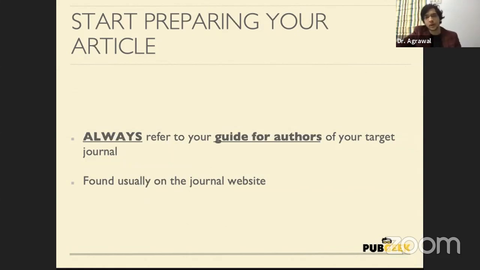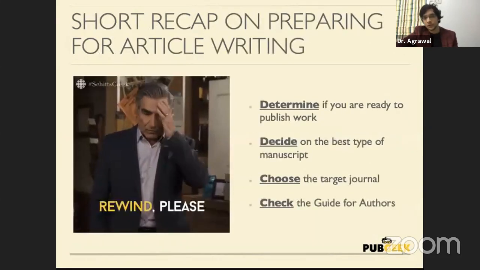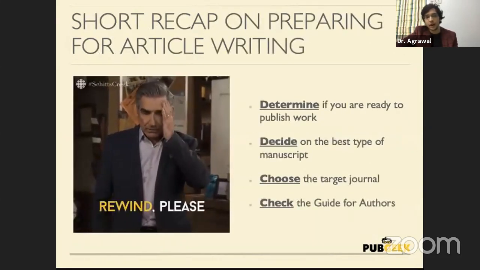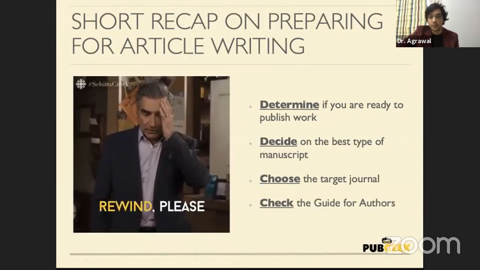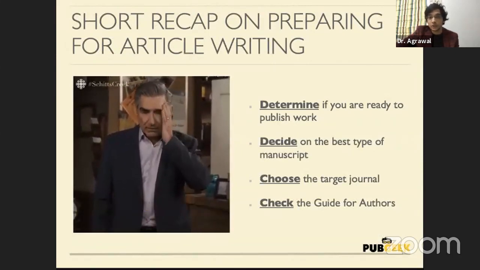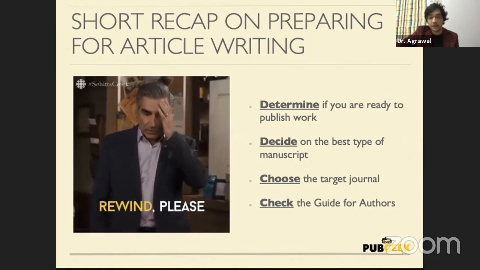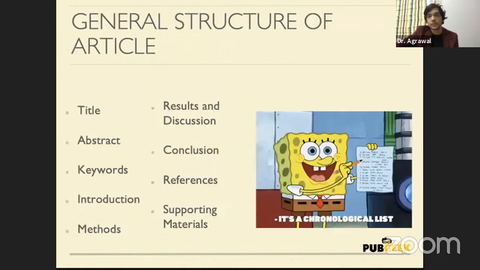Right now, let's focus on writing your article before we move on to all these cosmetic things that you need to do to your article to get it submitted in a journal. So again, a short recap on preparing for article writing. Determine if you are ready to publish your work. Decide on the best type of manuscript and choose the target journal. And after that, check the guide for authors, right?